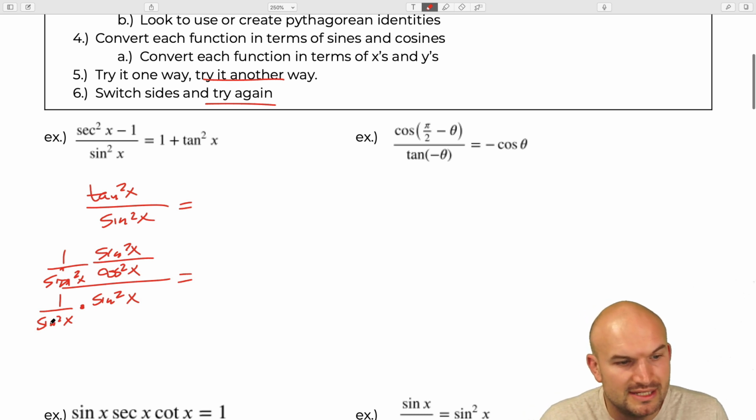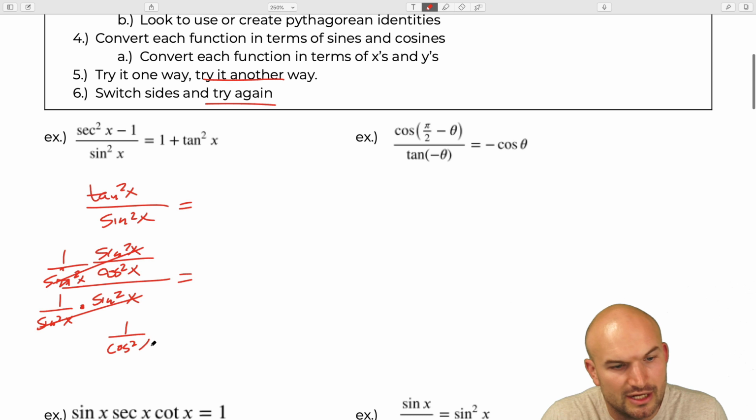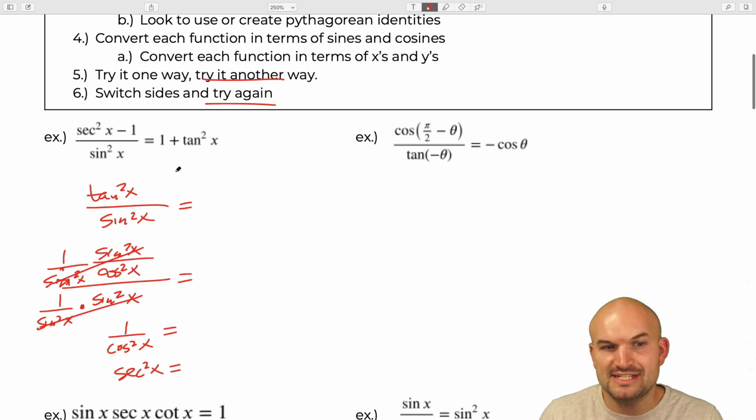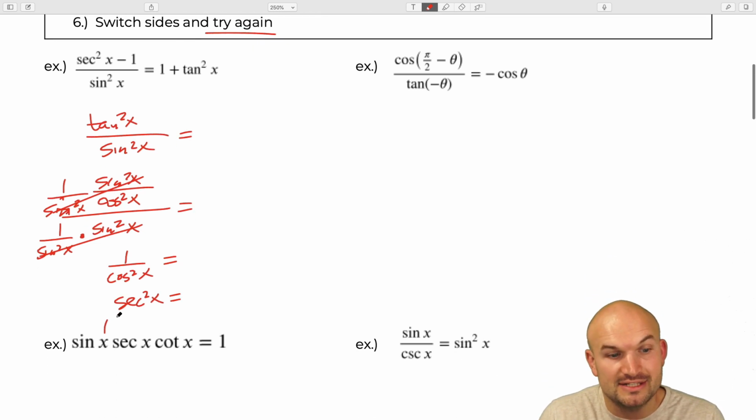Now by multiplying this, that goes to 1, that goes to 1, that leaves me with 1 over cosine squared of x, which is supposed to equal secant squared of x. You might say, well, is secant squared of x equal to 1 plus tangent squared of x? Yes, it is, because that is the Pythagorean identity. So we have a lot going on here, but you can see that that is now equal.